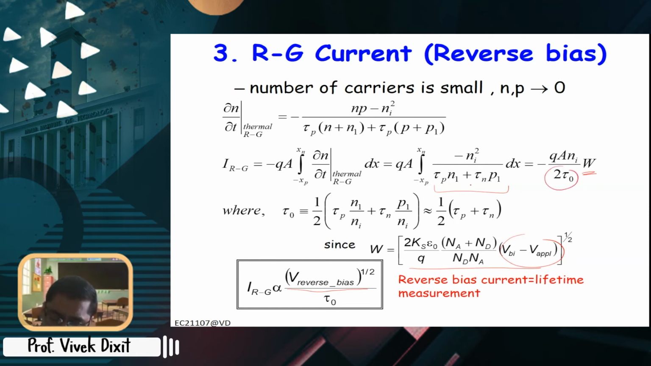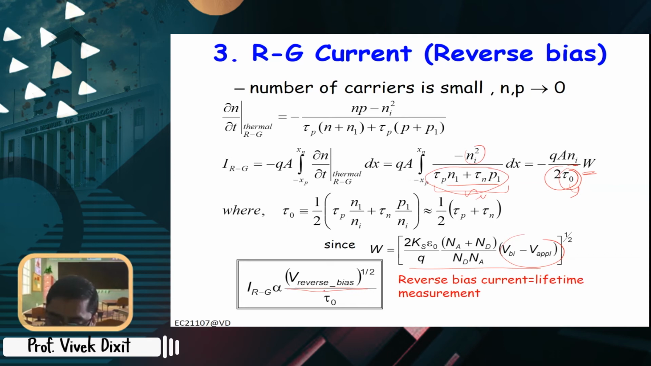And this 2 tau naught, basically assuming that tau_n and tau_p are equal, you can write here 2 tau_n or 2 tau_p. Or you can just define another effective lifetime, tau naught, which is basically this denominator. So tau naught becomes half of the denominator here divided by n_i. So we have taken one n_i here, so one n_i is divided here, right? So you just have n_i in the numerator. So the reverse saturation current is proportional to the square root of the reverse bias.